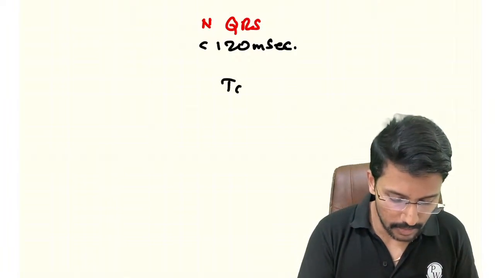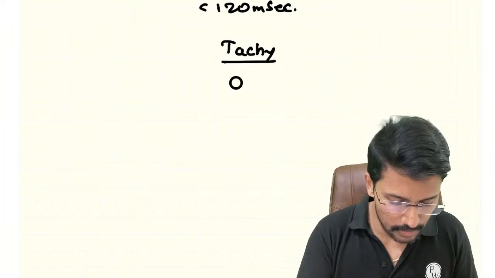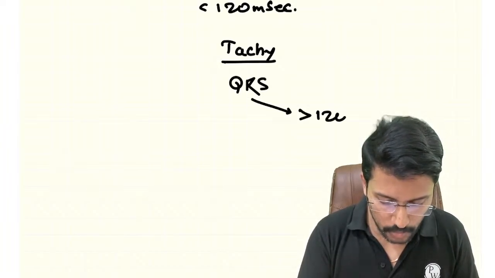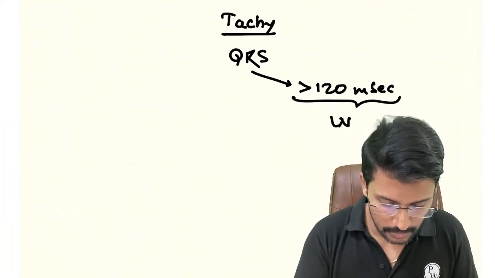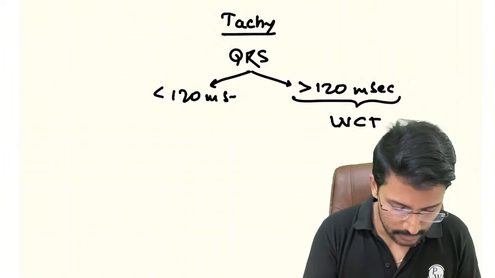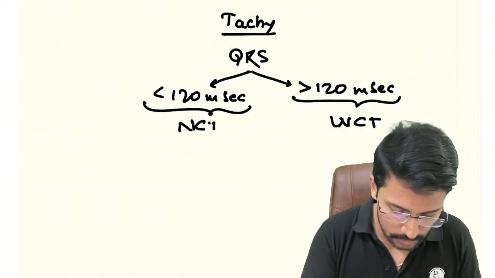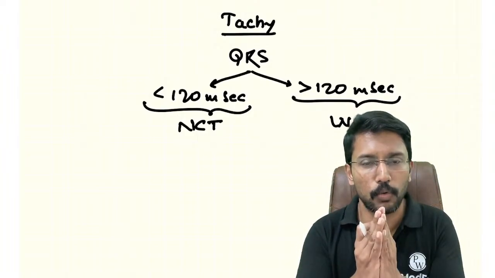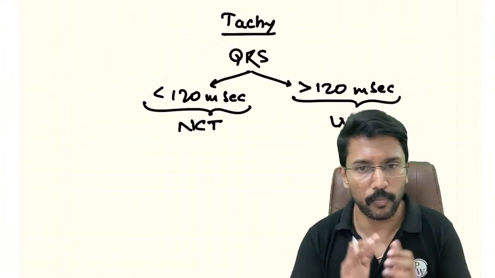So if you have a tachyarrhythmia, the first thing we need to do is see the QRS complexes or QRS duration. If it is more than 120 milliseconds, that means we are dealing with a wide complex tachyarrhythmia. And if it is less than 120 milliseconds, that means we are dealing with a narrow complex tachyarrhythmia. Yes, all of you know this. 1 small square is equal to 40 milliseconds. So if the QRS is taking less than 3 small squares, it is a narrow complex tachyarrhythmia. If it is taking more than 3 small squares, it is a wide complex tachyarrhythmia.